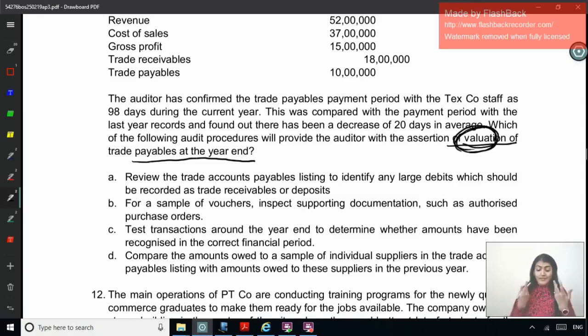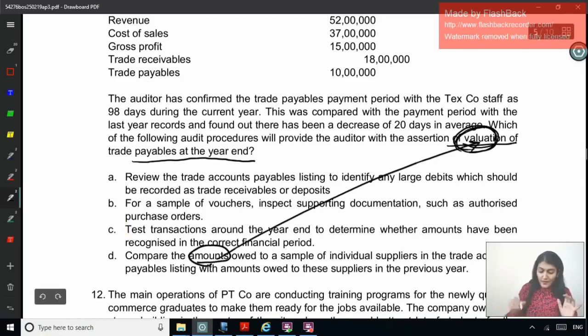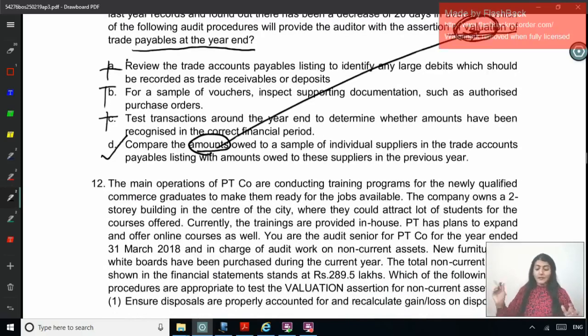So obviously the answer has to be D, but you can never be confident. Sometimes you may have to go back to A also if D doesn't look promising. Compare the amounts owed to a sample of individual suppliers in the trade accounts payable listing with amounts owed to these suppliers in the previous year. So they are talking about analytical procedure only, but only in this point they are talking about amount, and because amount relates to valuation, we can say the correct answer over here would be D. Right, the correct answer would be D.